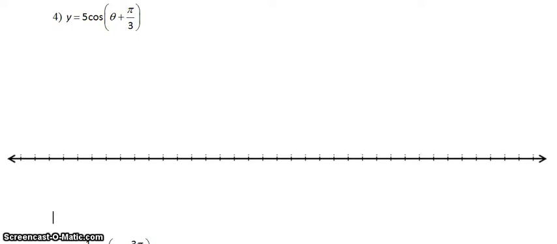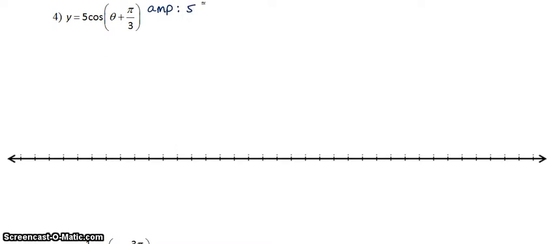Hi everyone. Okay, so we're doing problem number 4 on the phase change day 1 worksheet. And in this problem, I'm graphing y is equal to 5 cosine of theta plus pi over 3. So first thing I want to find is the amplitude. And I can see that this value in front of cosine gives me the amplitude of 5. So I'm going to write amp is 5.